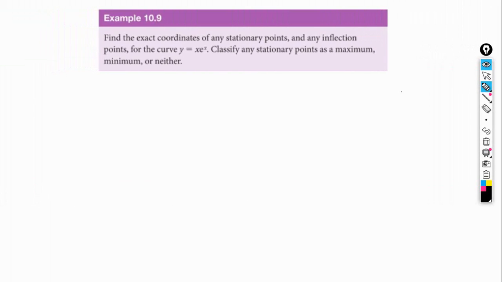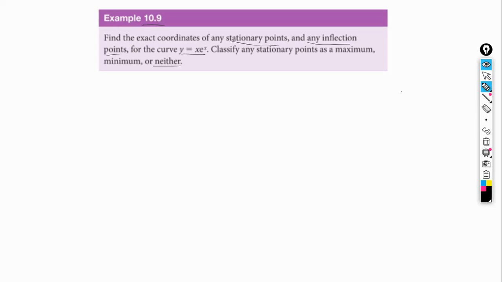Very well, so next we have example 10.9, and it says find the exact coordinates of any stationary points and any inflection points for the curve y equals x times e to the power of x. Classify any stationary points as maximum, minimum, or neither.